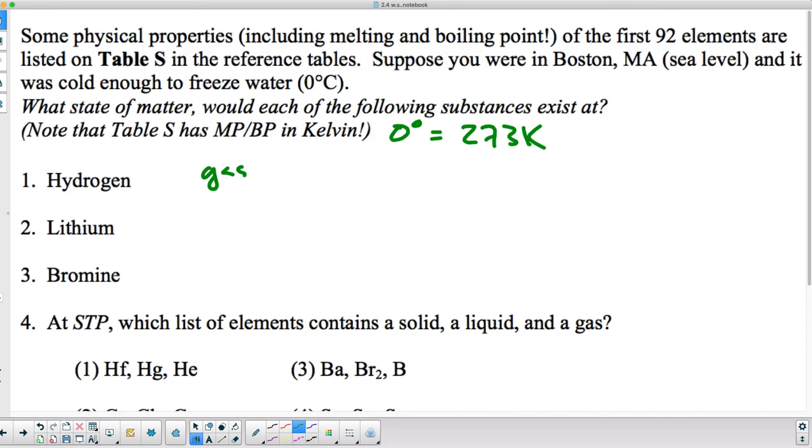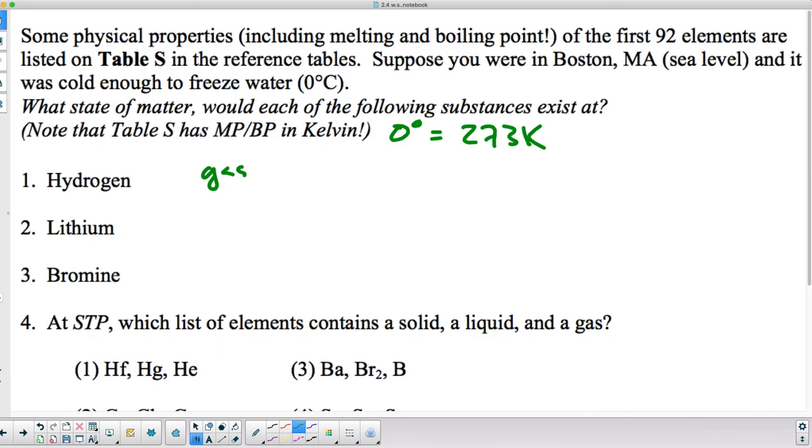So take a look at lithium and also bromine and do the same thing. Find 273. Does it fall to the left of the melting point for lithium, to the right of the melting point but to the left of the boiling point for a liquid, or to the right of the boiling point, which means it's a gas?